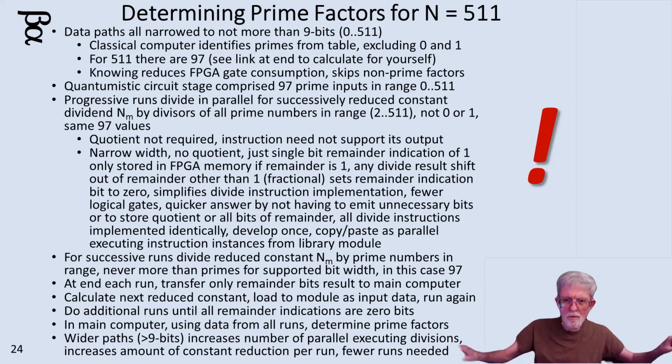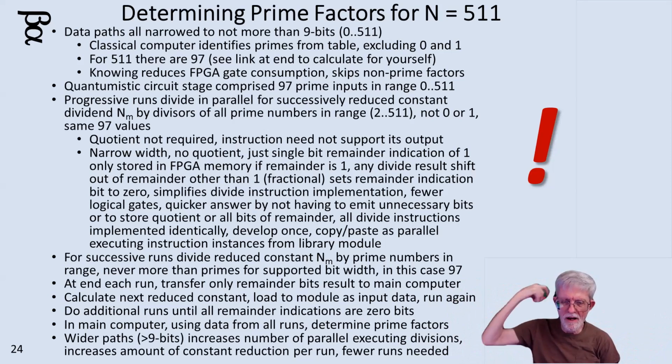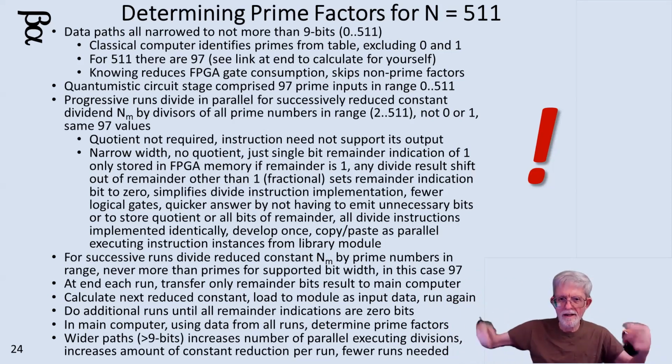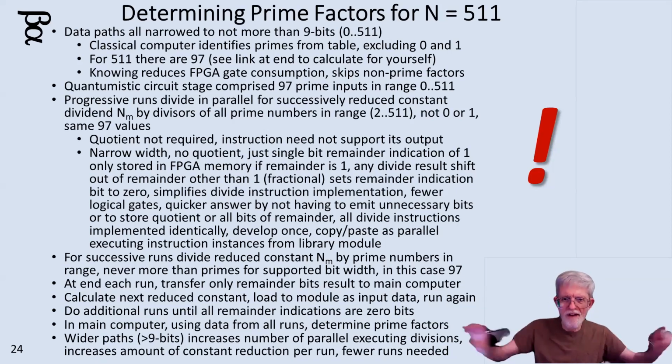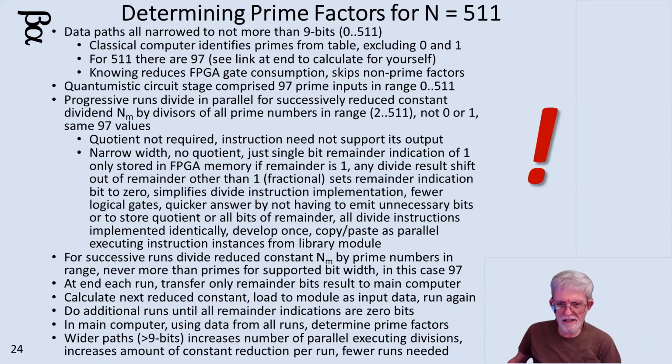And once I get this ripple of all these parallel divides and I get the values out, I can use those values to calculate a successive run to narrow things down. This is for when I have a prime factor and it repeats like 4 or 5 times. So I do additional runs with the data until all my values come out as there are no more prime factors. Everything came out as 0 bits. But if I can have wider than 9 bits, I can have more values. Now I can actually do more parallel divides in a single step, which makes it calculate the runs faster.